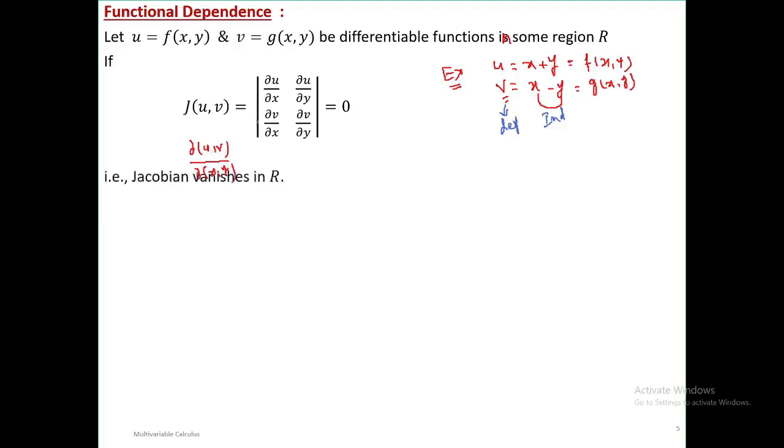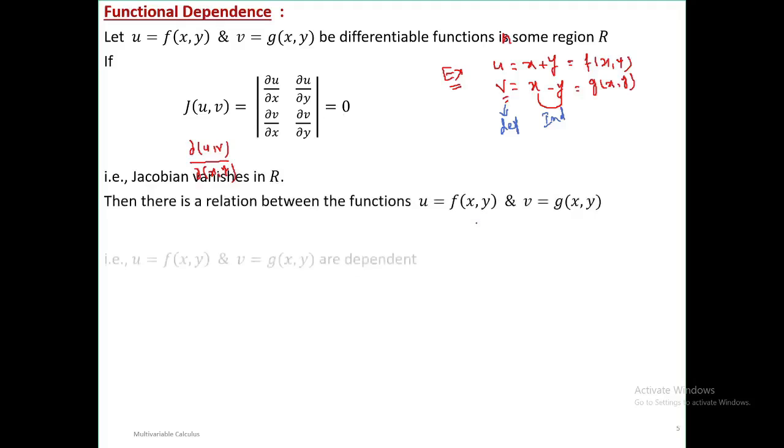So that means indirectly, what? The Jacobian vanishes in the region R. It is 0, which means what? If the Jacobian vanishes, then there is a relation between the functions u and v. That means u and v are dependent. I have already seen this in the first unit.